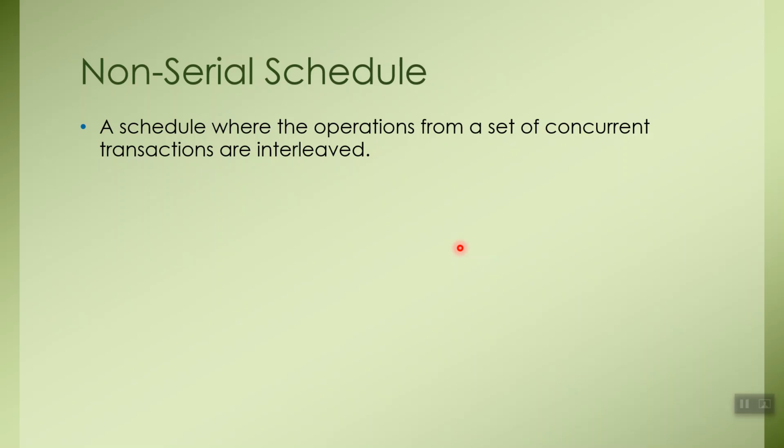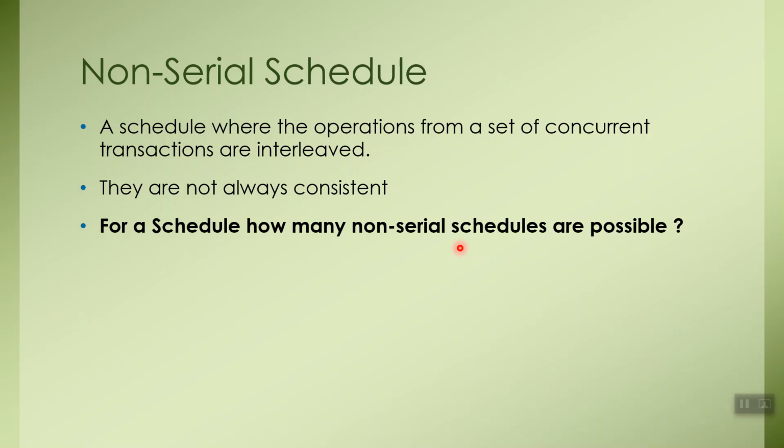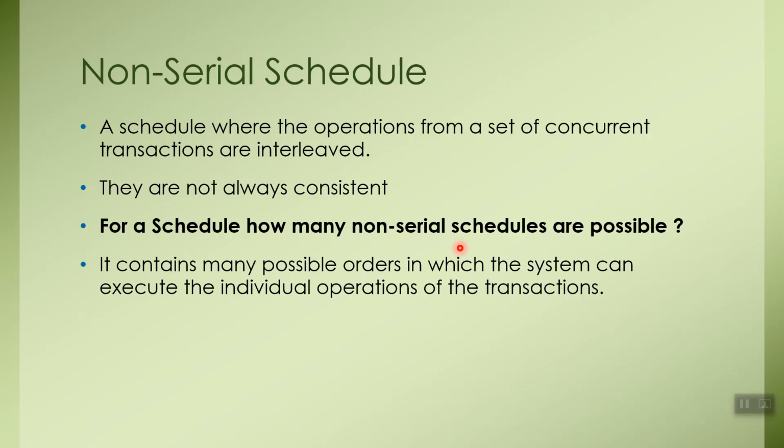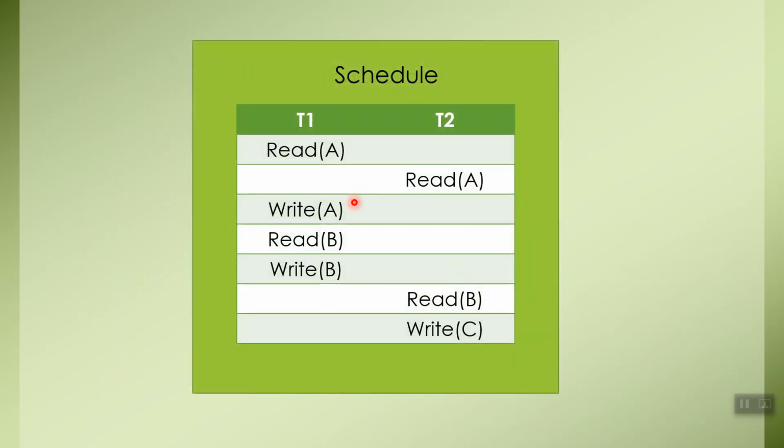Now, if we want to find out how many schedules are possible, it is actually quite difficult because a large number of combinations are possible, since there are many possible orders in which the system can execute the individual operations of the transactions. So n number of possible orders might be present, right? And the non-serial schedules are not always consistent. They might lead the database into an inconsistent state.